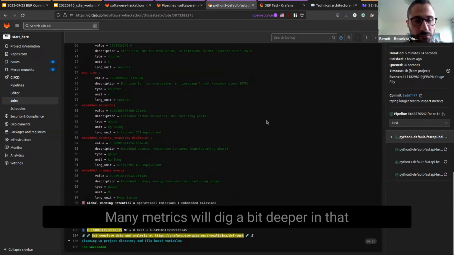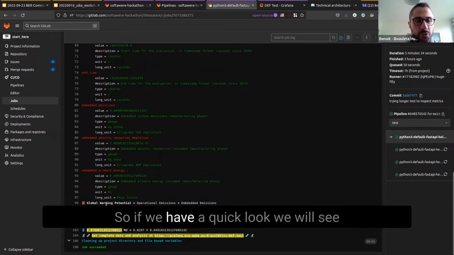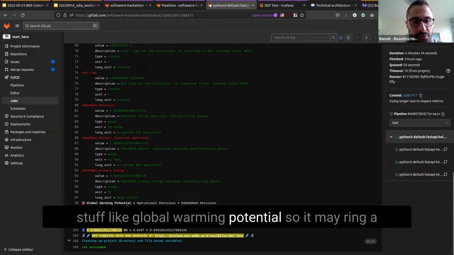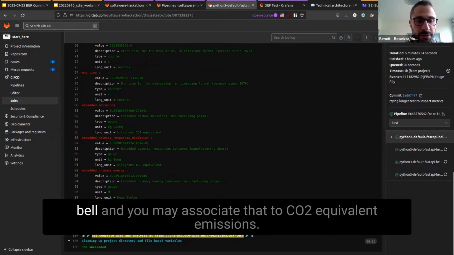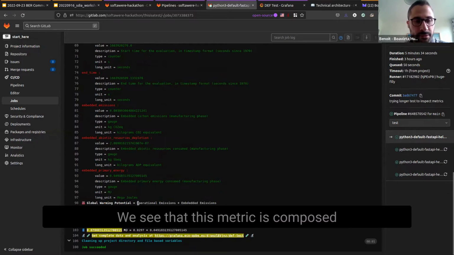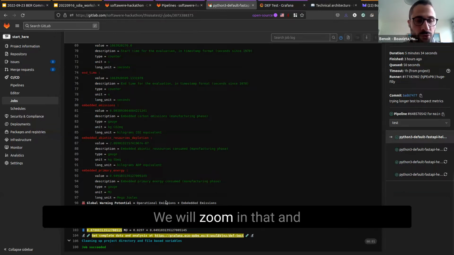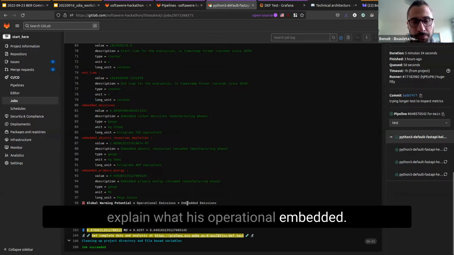Many metrics. We'll dig a bit deeper into that. And in the end, you will get some results. So if we have a quick look, we will see stuff like global warming potential. It may ring a bell and you may associate that with CO2 equivalent emissions. We see that this metric is composed of operational emissions on one side and embedded emissions on the other side. We will zoom in on that and explain what is operational and embedded.